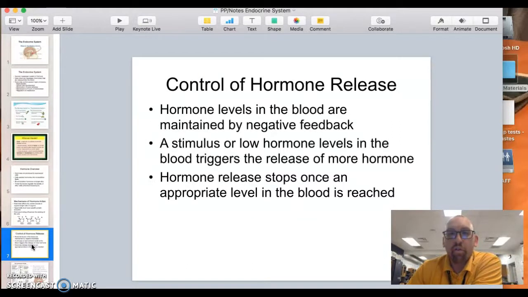So control of hormone release is all about negative feedback. As one goes higher or lower, the hormones get released, which trigger the response to bring you back to where you should be.